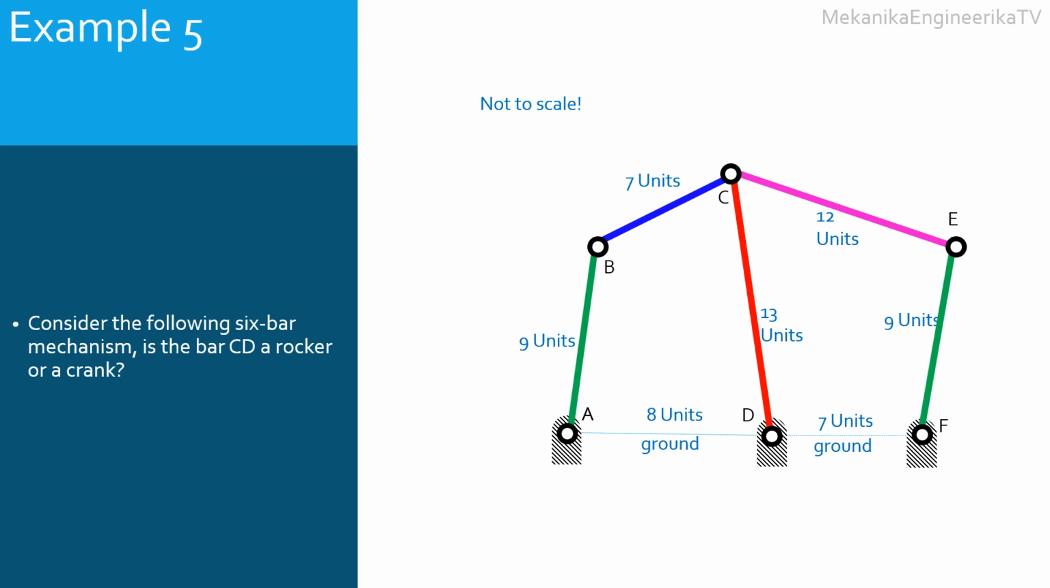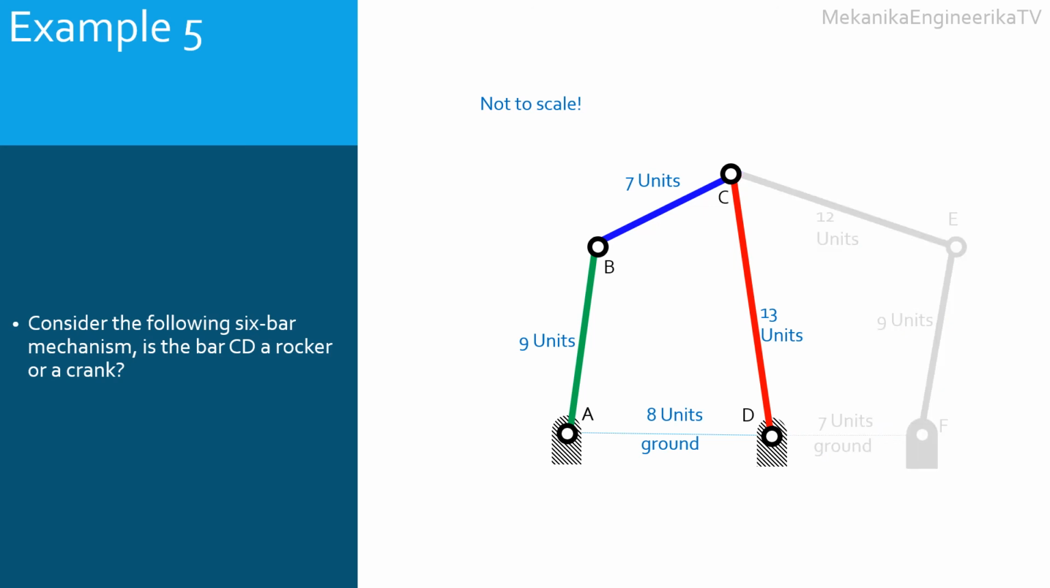The fifth and last example deals with a 6-bar mechanism. We would like to predict the motion of the bar CD. This 6-bar mechanism is a compound mechanism. It is a combination of two 4-bar mechanisms. ABCD is the first 4-bar mechanism, CDEF is the second 4-bar mechanism. In order to predict the motion of CD, we are going to separate the two 4-bar mechanisms, and then apply the Grashof condition to each one.